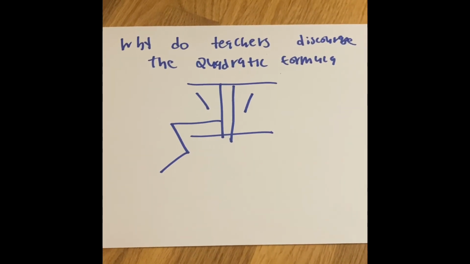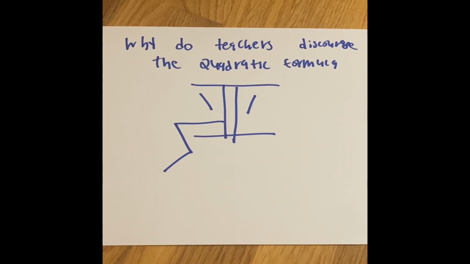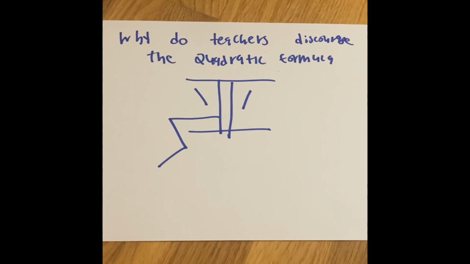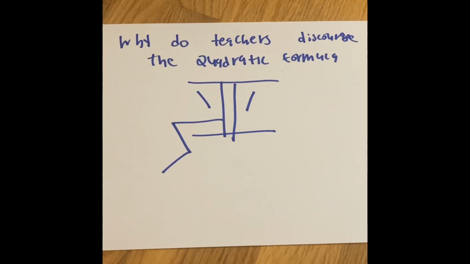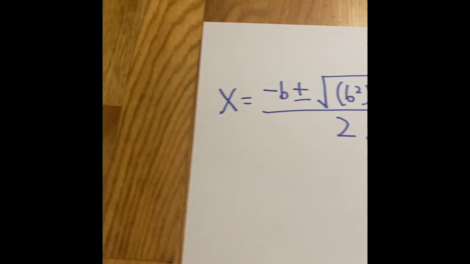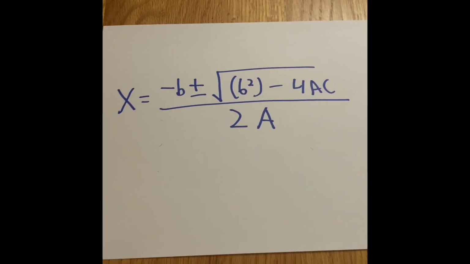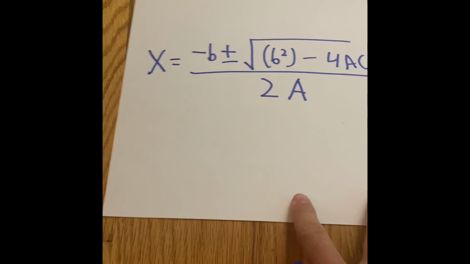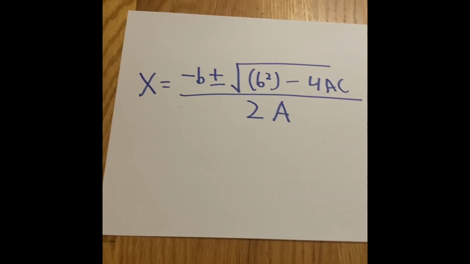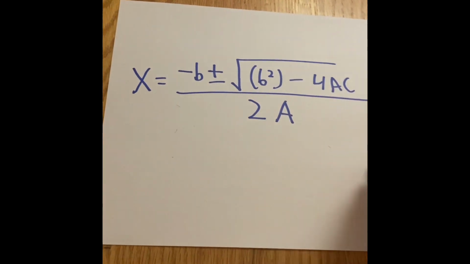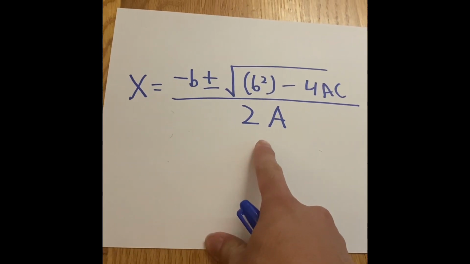Why do teachers discourage the quadratic formula? What? So, when you were in algebra in high school, you probably took a look at this formula here. It's called the quadratic formula. x equals negative b plus or minus the square root of b squared minus 4ac, over 2a.